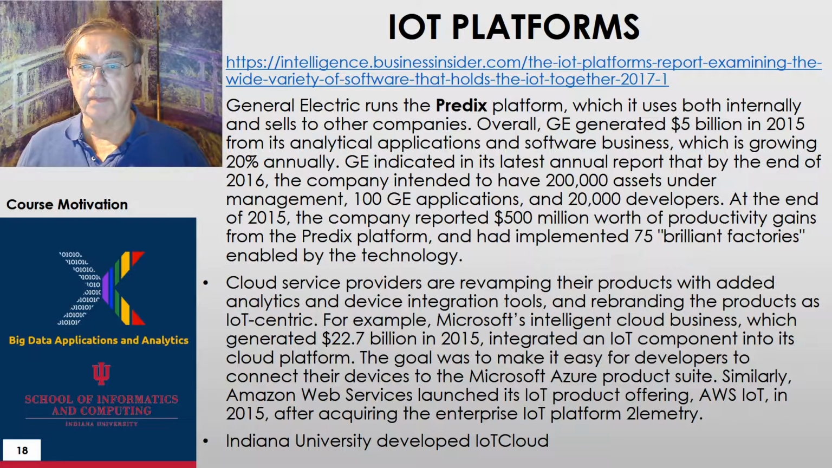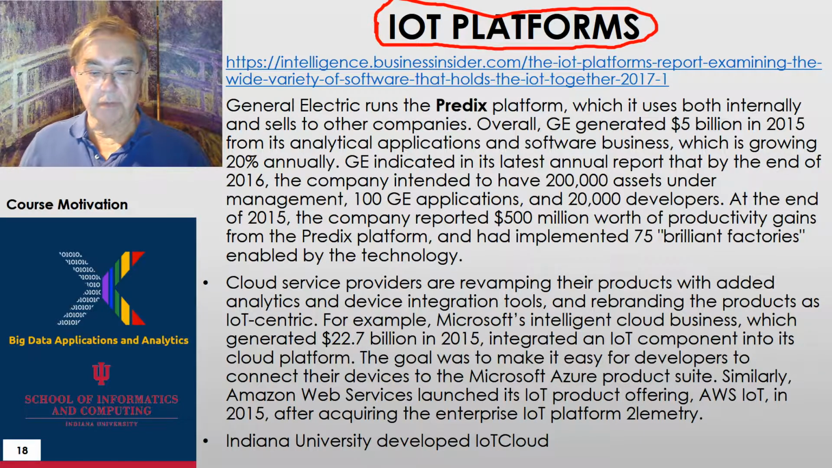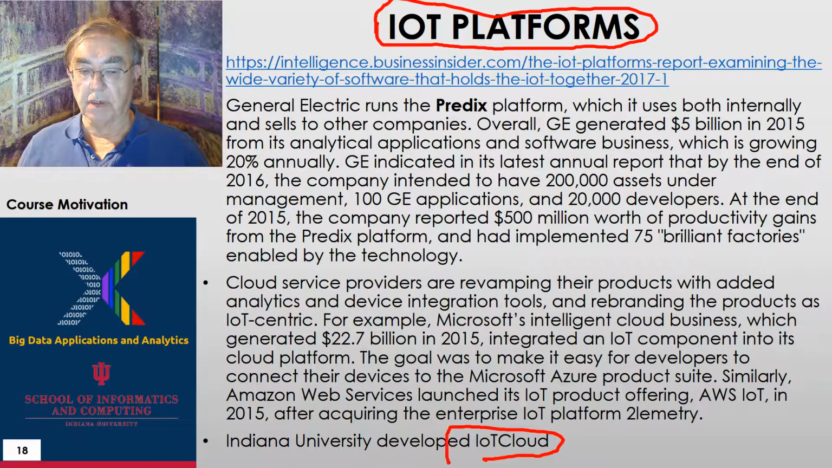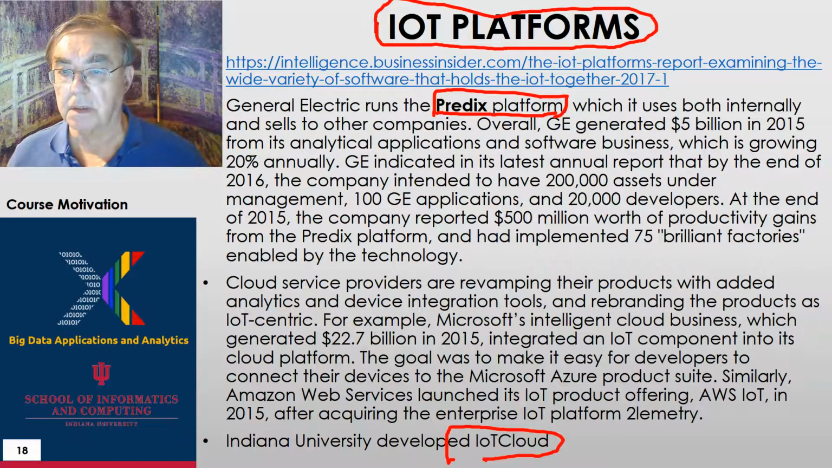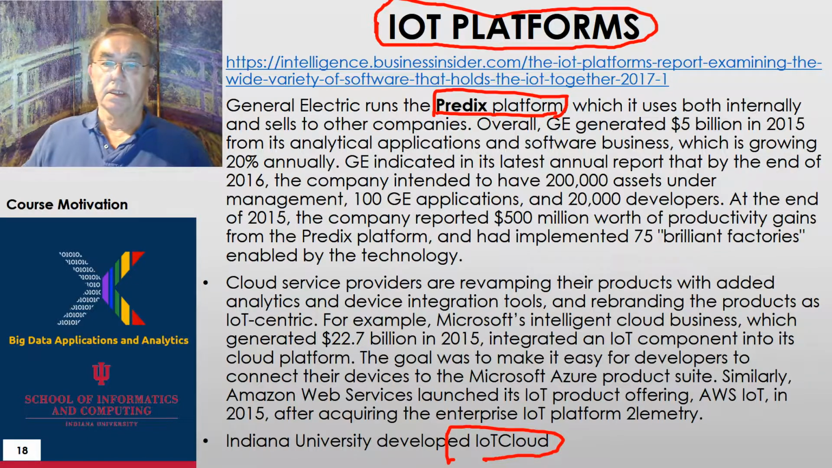Then we have some comments on IoT platforms, which is actually where I work. We have this project called IoT Cloud, which we licensed to a Canadian company, C2RO. And Predix is the most famous IoT platform. It's a secret because it's produced by GE. It's not obvious what it does, as far as I know. It's not so difficult to reproduce Predix because I think it's built around the standard Apache stack.